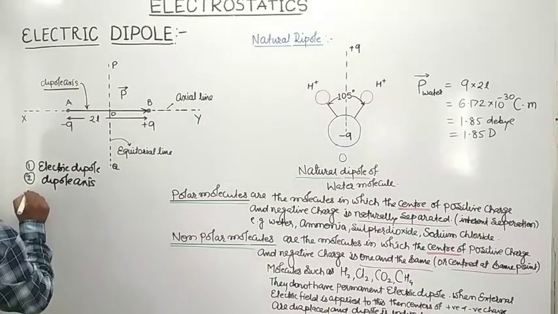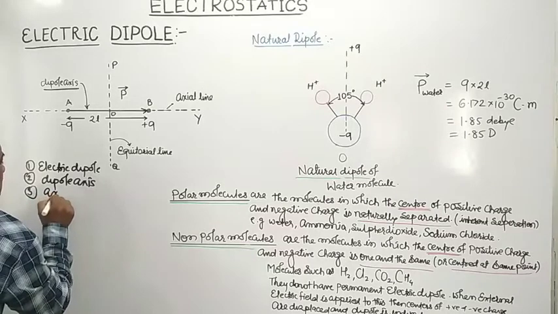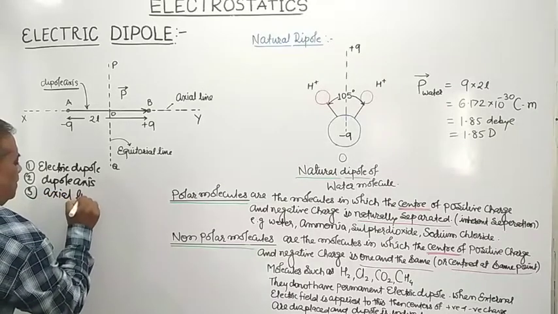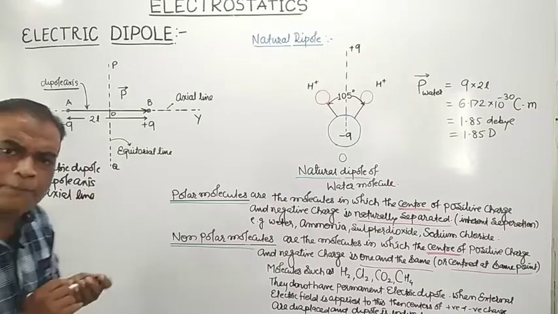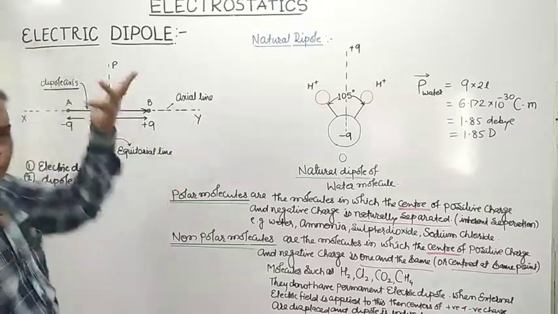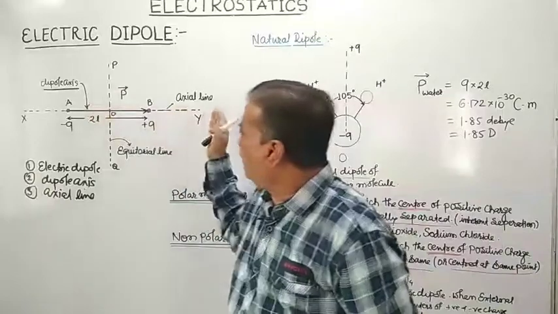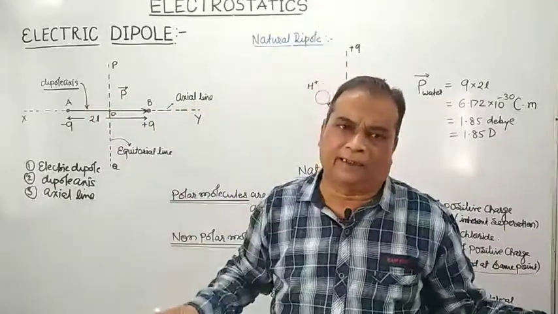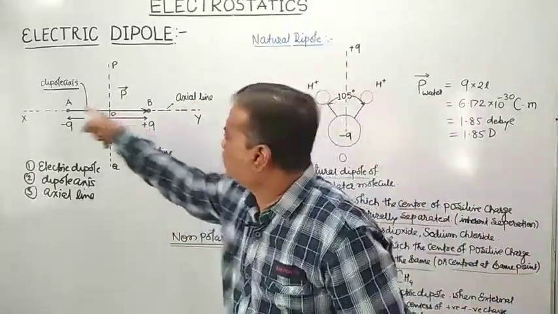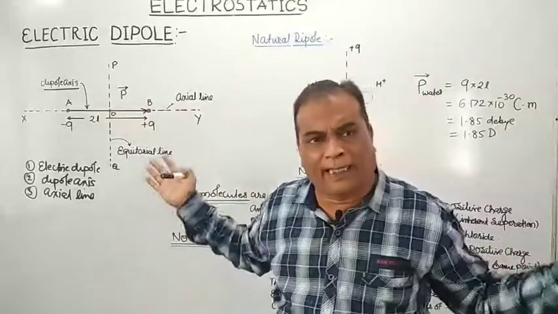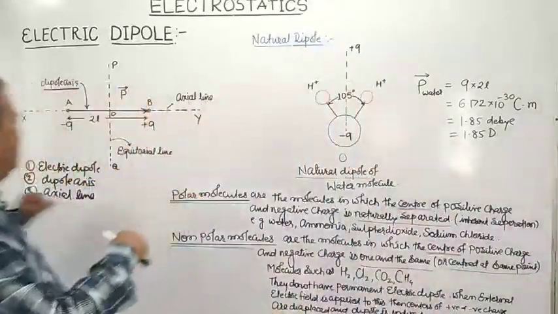The third one: what is the axial line? A line passing through the dipole axis is called the axial line. Now look at the figure.